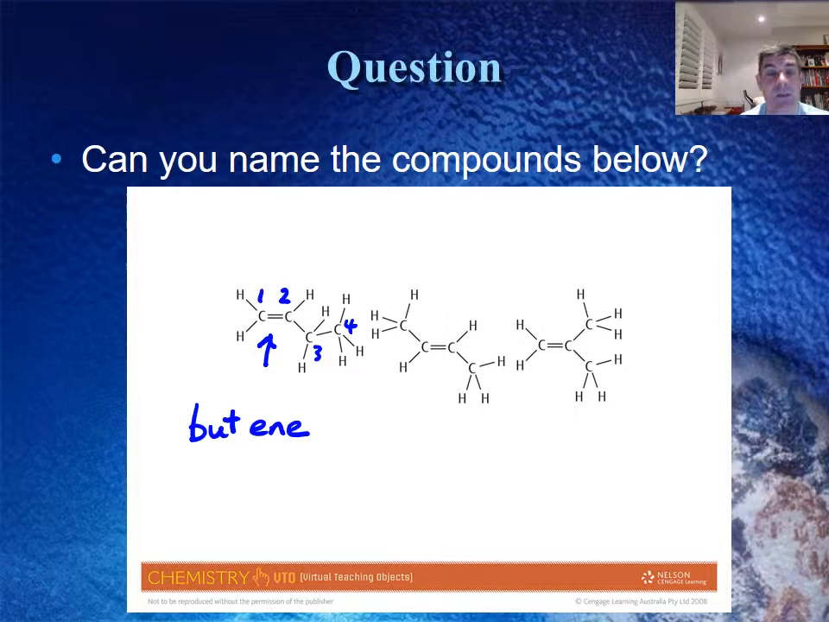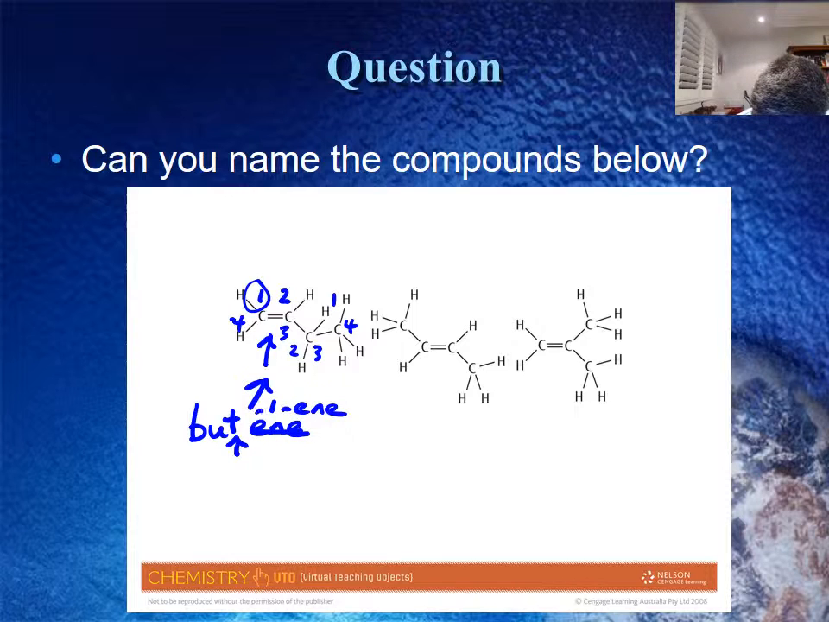But because there's ambiguity here, we need to indicate the number. And the smallest number here is 1. If we number from the other end, it's 1, 2, 3, 4, and these are much bigger numbers than 1. So the correct name for this compound here is actually but-1-ene. Similarly, the second one here has the double bond between the second and third carbons, so it will be but-2-ene.